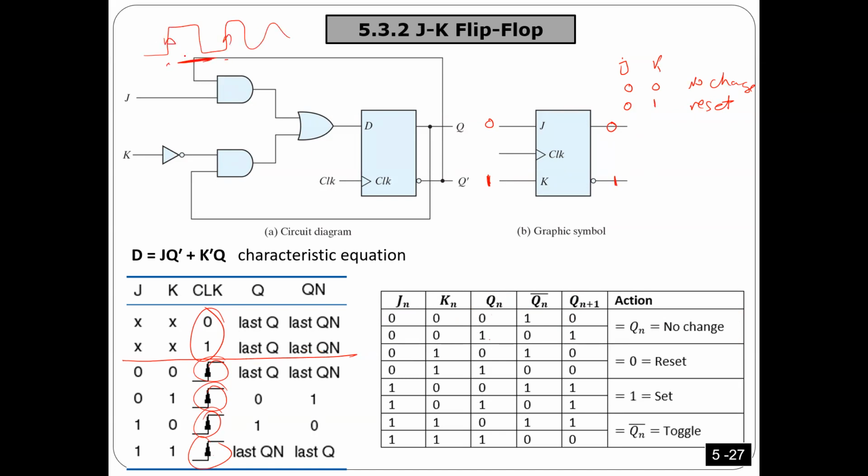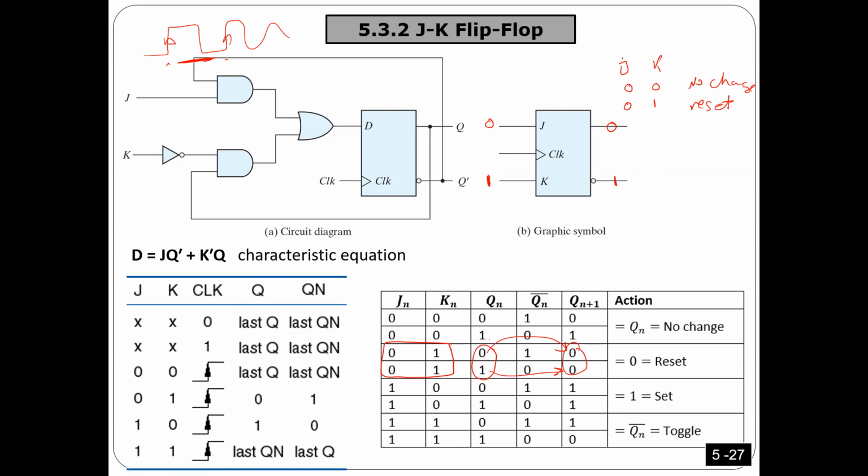Anything between the clocks, no change, okay? Because it only works at the clocks, at the edges, okay? Anyway, let's look at the second case. If it is 0 and 1, 0 and 1, okay? As you see here, whether Q is 0 or 1, it is going to become 0 anyway.